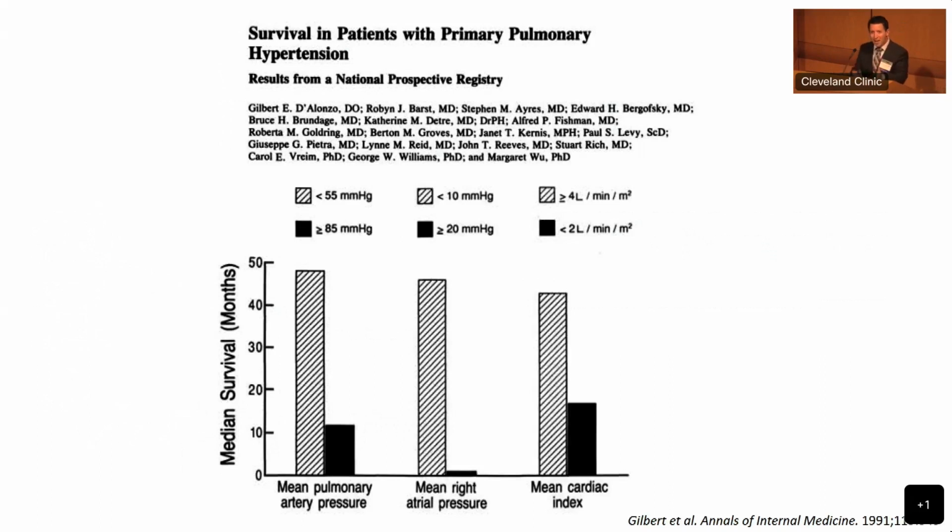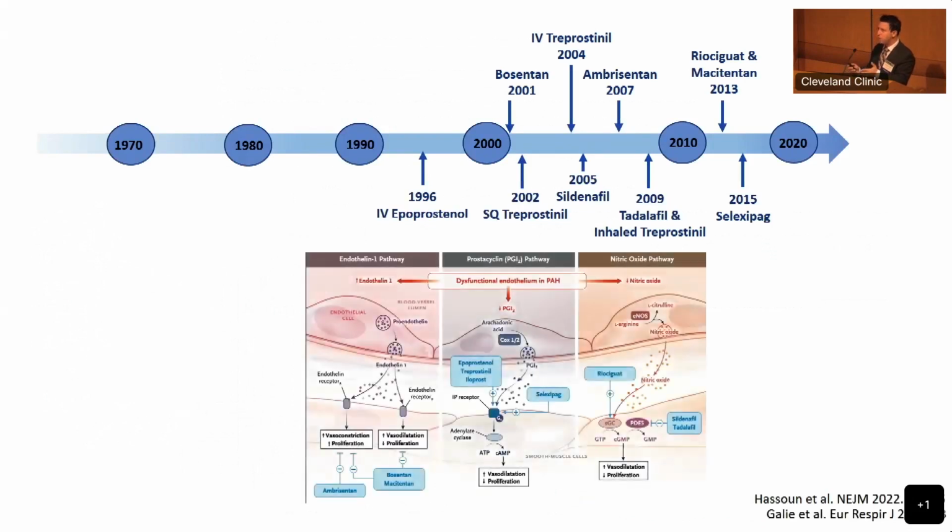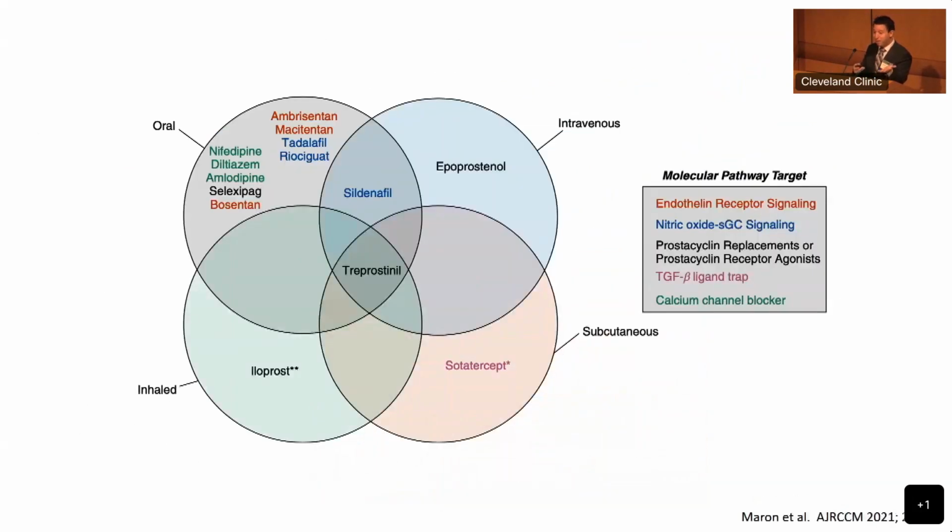But a lot has changed in the last 3 decades, right? We have a lot more treatment options for our patients, and this is based on the fact that our understanding of the pathophysiology has grown. And a lot of these treatments now target these fundamental pathways, that being endothelin, prostacyclin, and nitric oxide pathway. Not only that, but these treatments come in different shapes and sizes. This actually comes from Dr. Marin's paper. Our treatment comes in oral, IV, subcutaneous, inhaled.